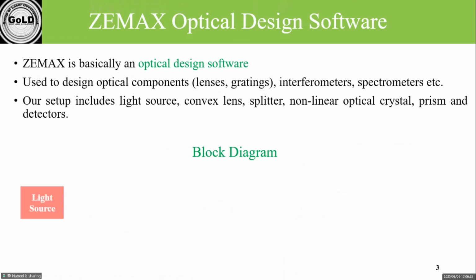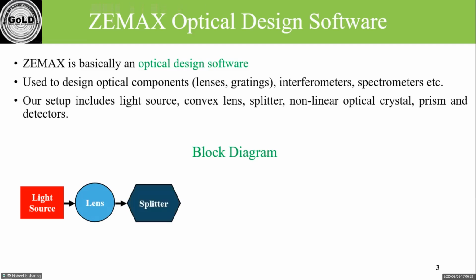In our setup, we have a basic light source, which is 1064 nanometers. In ZEMAX, we don't have any non-linear elements. So basically what we want to do is use both the wavelengths, 1064 nanometers and 532 nanometers, as incident wavelengths. And then we are using a lens and a splitter just to check the incident power of the laser. It is basically a beam splitter, not a separator kind of splitter.